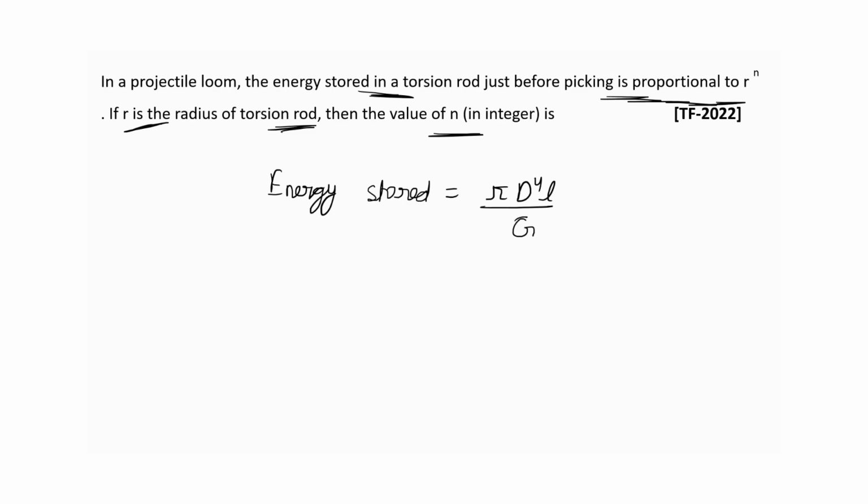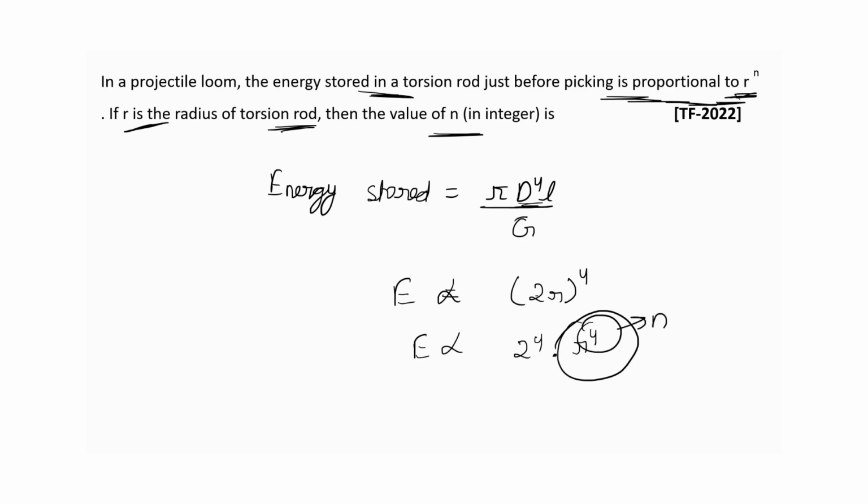So if you notice, D is the diameter, and if we represent the diameter in the form of radius, then E is directly proportional to, in place of D we can write 2r to the power 4. So E is directly proportional to 2 to the power 4 into r to the power 4, and it is written as directly proportional to r to the power n. So compare it with n, and n comes out to be 4.